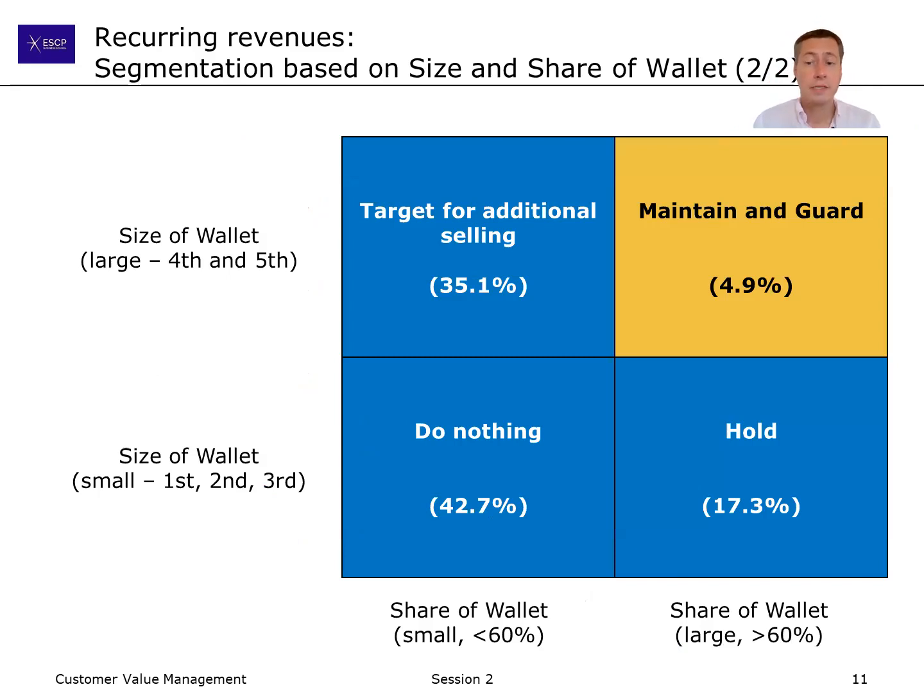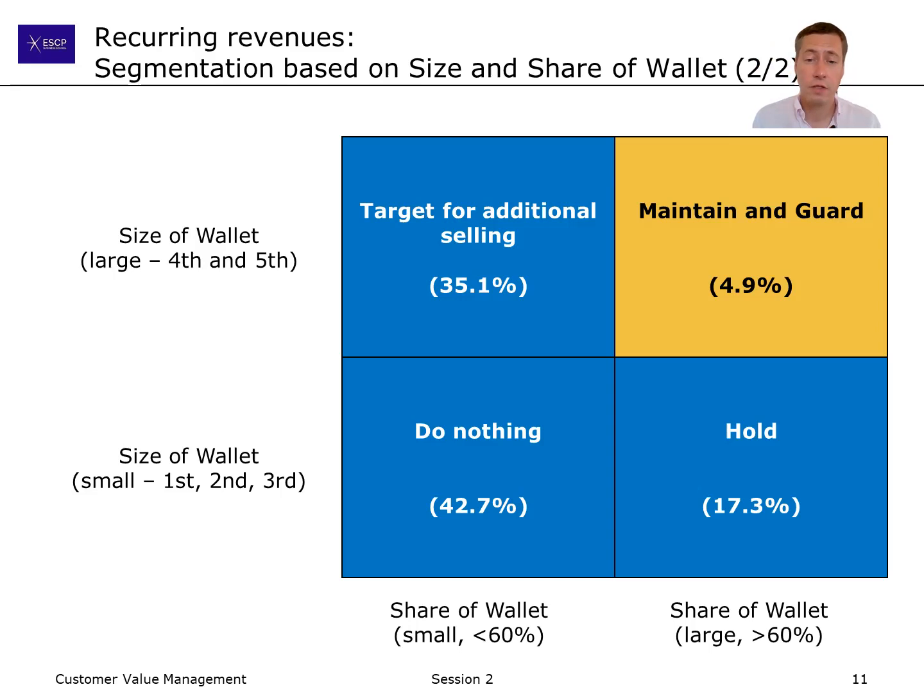The bottom right, 17.3% in this case, has a very high share of wallet, but not a large size of wallet. These customers we try to hold because they are loyal to us. They simply don't spend a lot on the product category right now. Maybe they are very loyal to one specific airline, but they don't travel that much. Well, one strategy that we can have is we can hold them in the hope that if at some point in future they start to travel more, they will still be loyal to us and then move up into the maintain and guard quadrant.